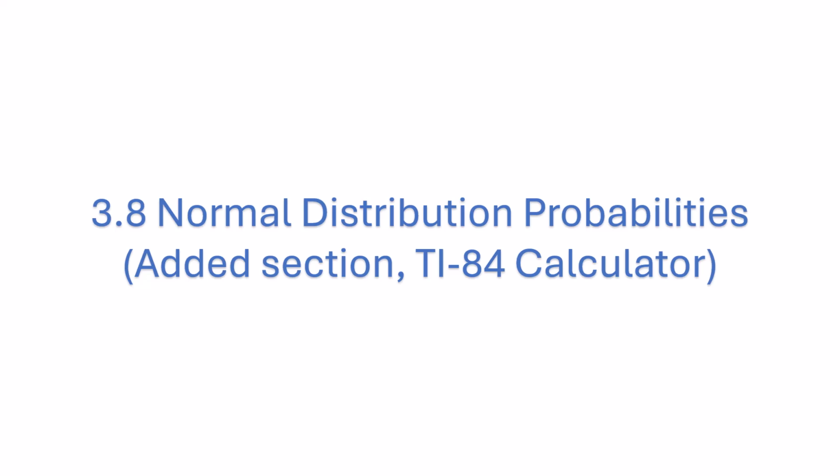Welcome, my friends. In this video, I'm going to be discussing section 3.8, which is titled Normal Distribution Probabilities. Now, this is an added section that's not in the Grand Valley textbook. And the reason why I'm adding this section is it's going to make our lives easier when we eventually get to confidence intervals and hypothesis testing.